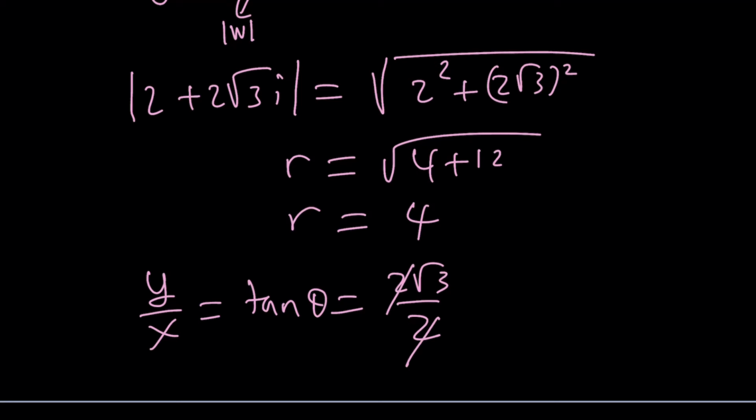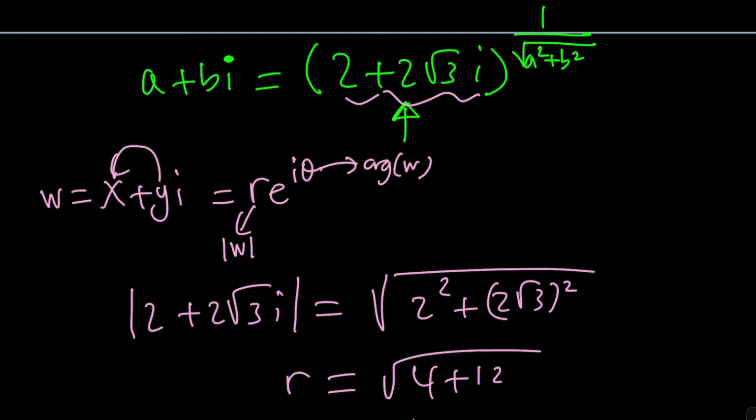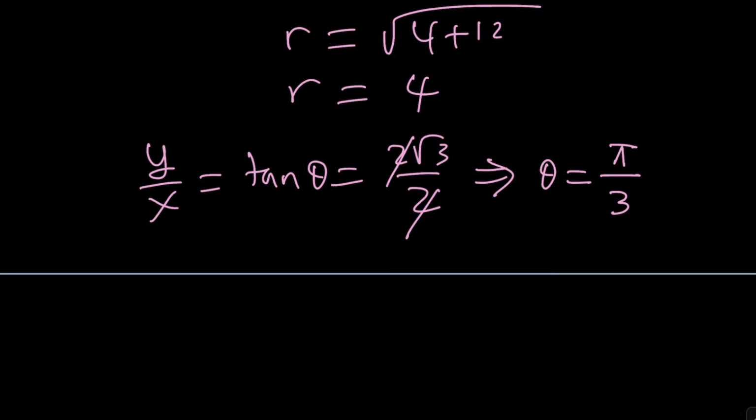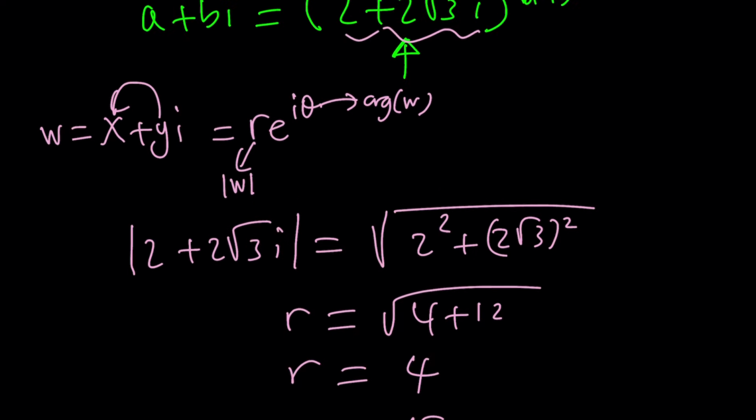Or you can use the cosine and sine. That's another way to approach it, which is safer. Anyways, tangent theta is root 3, and we're in the first quadrant. So that means theta needs to be 60 degrees. At least that will be the principal value, which is the smallest value, between 0 and 2 pi. So I got two values. Now I can go ahead and write my number, 2 plus 2 root 3i, as follows: 4 times e to the power i times pi over 3. Of course, I'm using the principal value. You can add multiples of 2 pi to it, and so on and so forth.